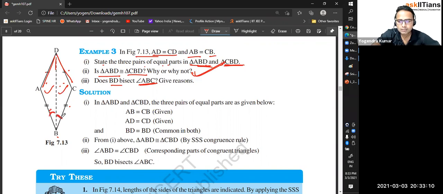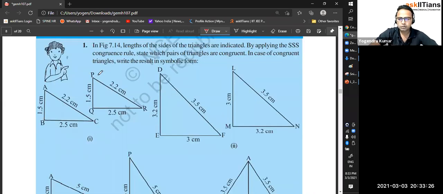So this angle is equal to this. So BD is bisecting this. Bisecting means what? Making it into equal halves, right? Does BD bisect ABC? Yes, it bisects. So this is what we are getting. I hope you understand this. You can see these more examples, right?